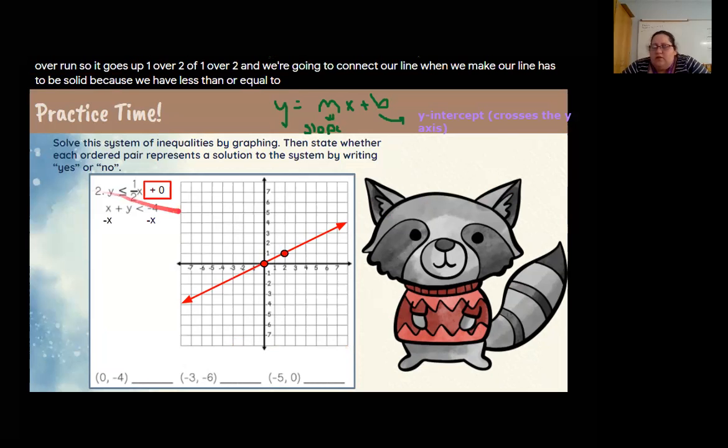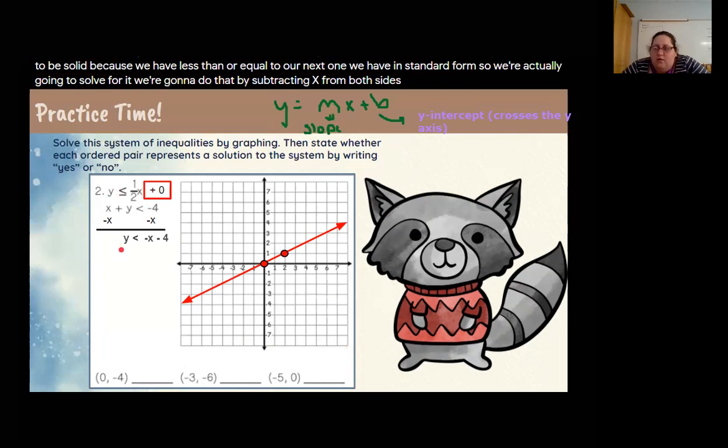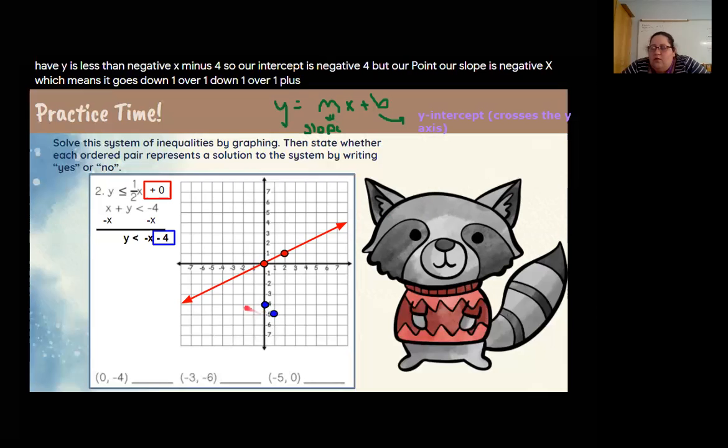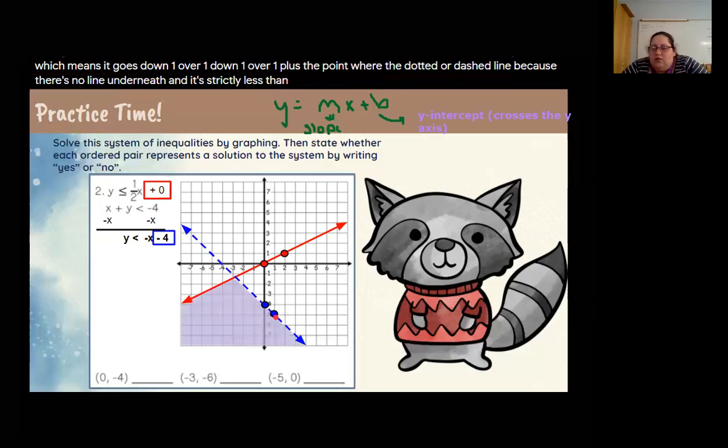Our next one we have in standard form, so we're actually going to have to solve for y. We do that by subtracting x from both sides. Now we have y alone, and y is less than negative x minus 4. So our intercept is negative 4. Plot our point. Our slope is negative 1, which means it goes down 1 over 1. Plot the point. Remember, it's a dashed line because there's no line underneath and it's strictly less than. And then we're going to go ahead and shade.